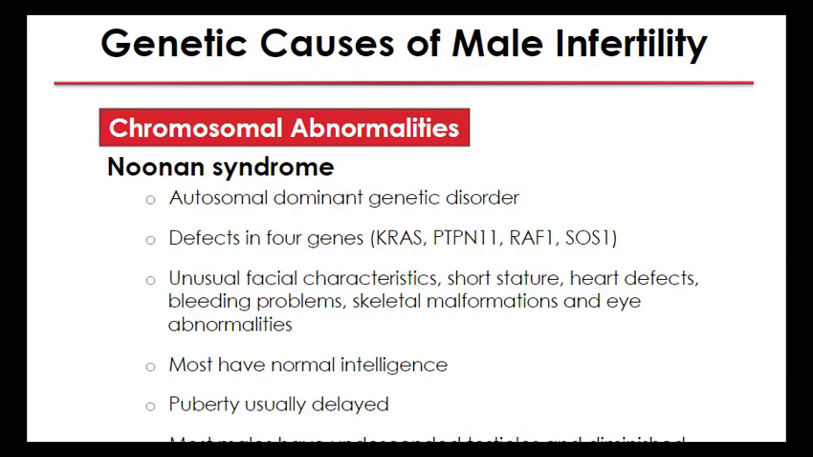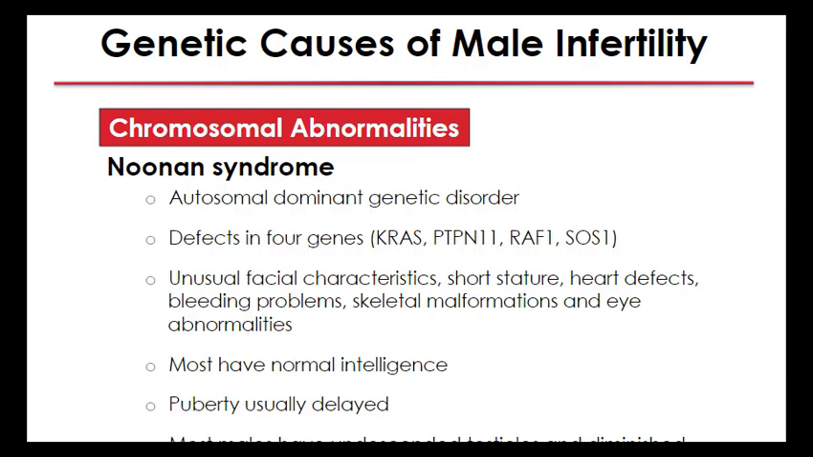Noonan syndrome is sometimes referred to as male Turner syndrome and has autosomal dominant inheritance. Defects in 4 genes, KRAS, PTPN11, RAF1, and SOS1, affect proteins involved in the proper formation of several types of tissue during development, including sexual organs.